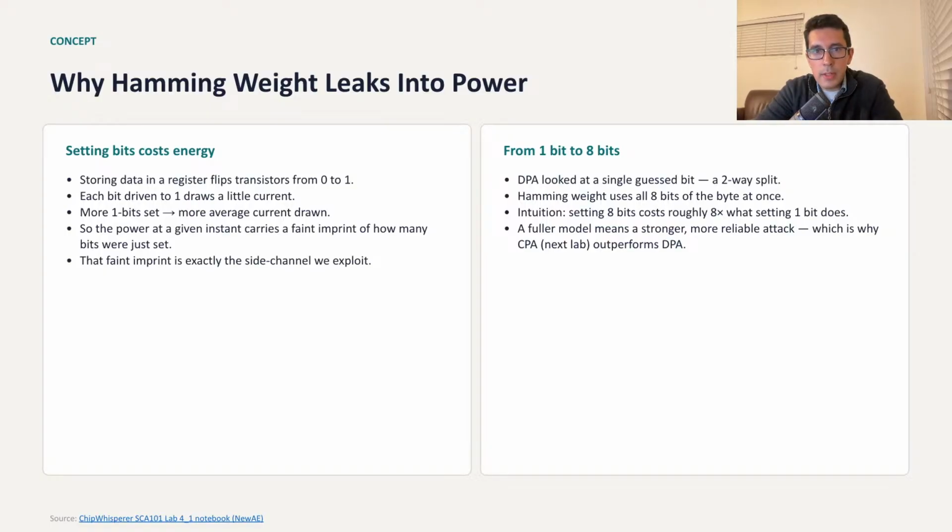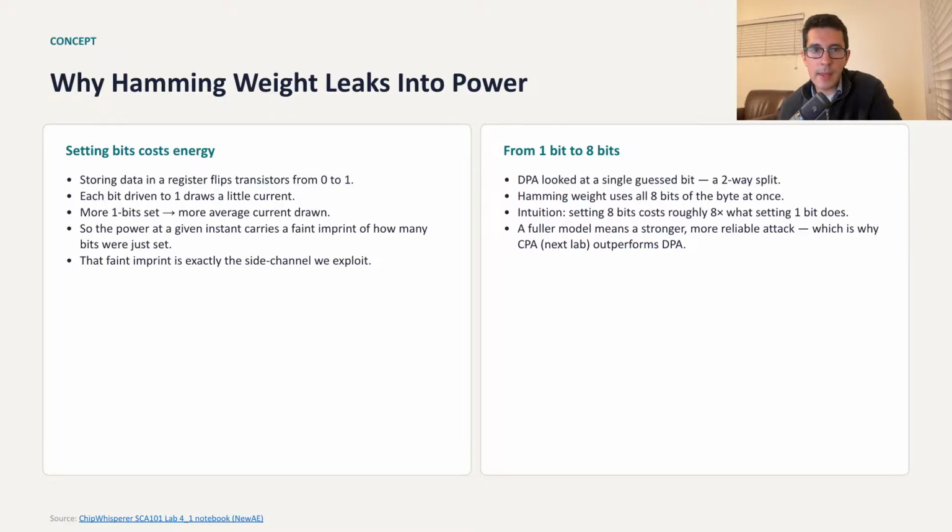Hamming weight is something that can help leak information. When the CPU writes a value into a register or a bus, it's physically flipping transistors from 0 to 1, and each of those transitions costs a bit of energy. More bits set means more current drawn at that instant. So the power at that moment carries a faint fingerprint of how many bits were just written.